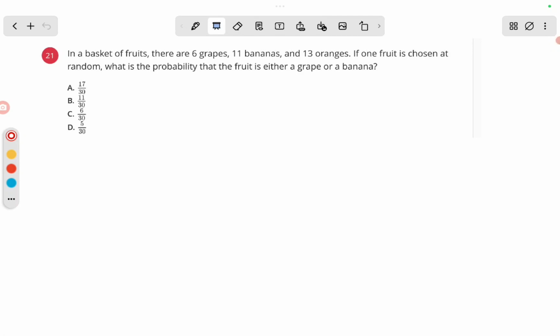This is going to be question 21 to 25, in which we are going to provide solutions. Question 21. In a basket of fruit, there are 6 grapes, 11 bananas, and 13 oranges. If one fruit is chosen at random, what is the probability that the fruit is either a grape or a banana?